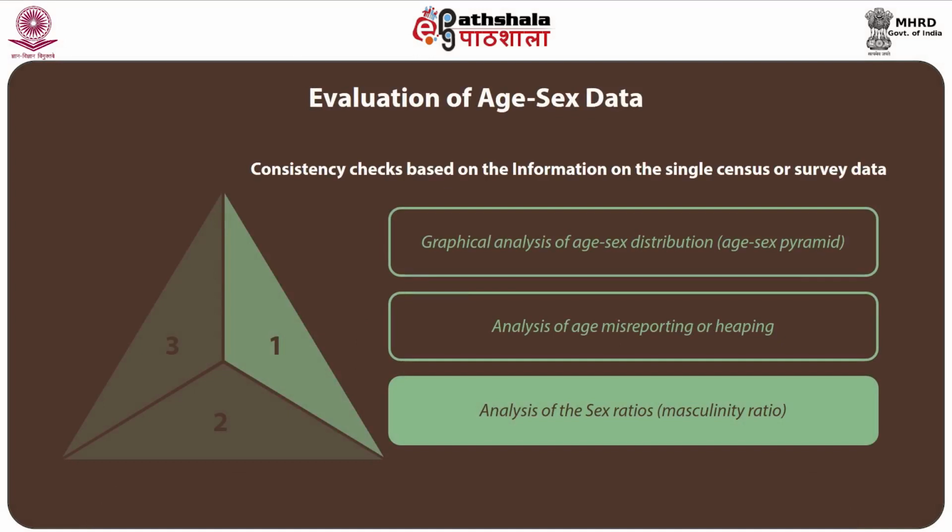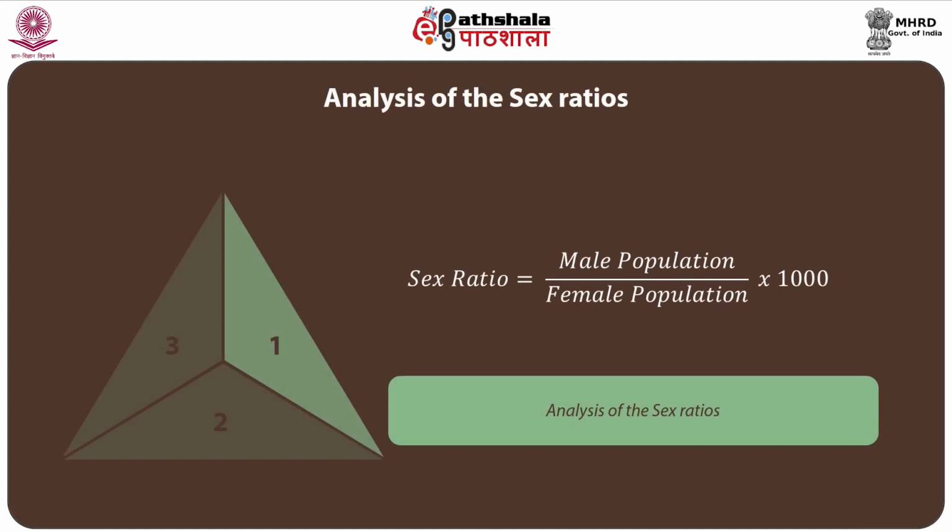Thirdly, we can also analyze the sex ratio of the population, which generally is considered as one of the important measures to evaluate the accuracy of age and sex data, and particularly the sex data. Sex ratio is defined as the number of males per 1000 females in a population and is generally referred to as the masculinity ratio. So, the sex ratio is male population divided by the female population into 1000.